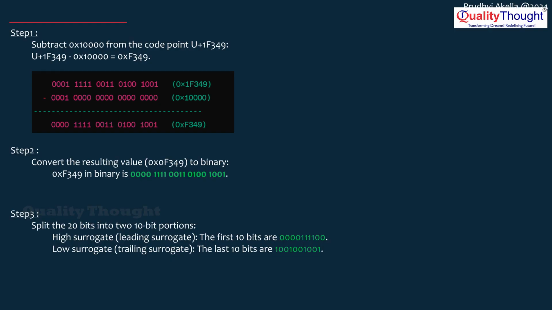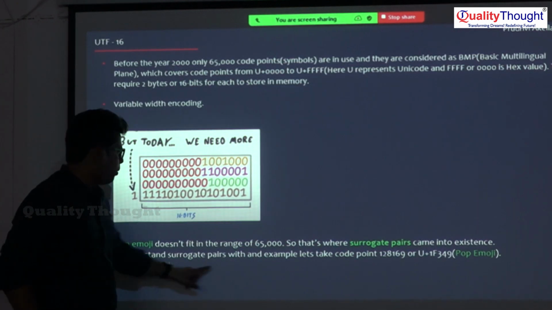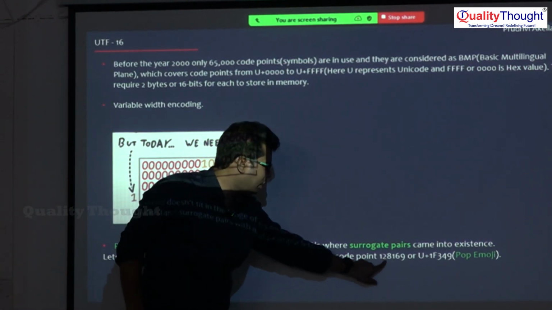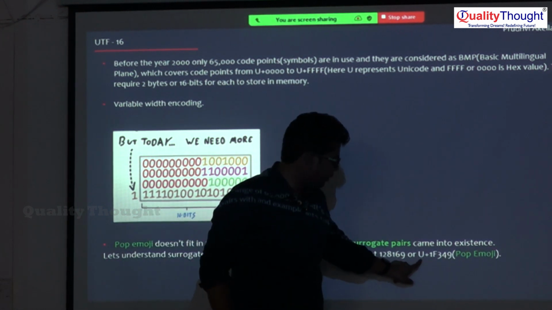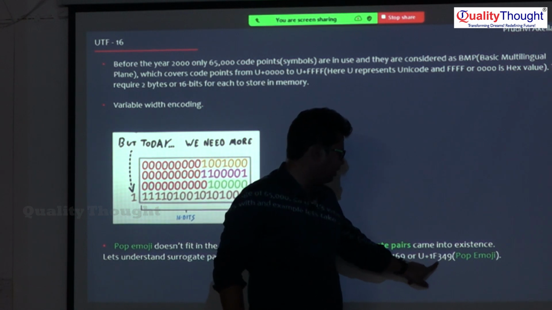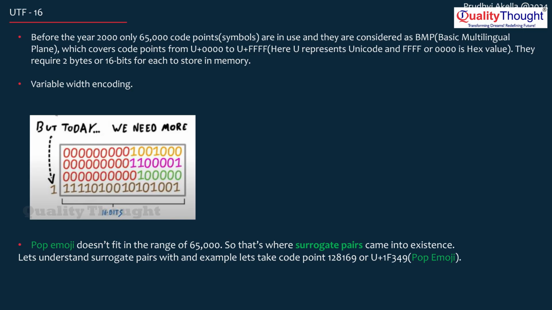Right? So, now the step one to derive the surrogate pairs is like this. You need to subtract. Your code point for the poop emoji is, in decimal, 128169, or in hexadecimal it is U plus 1F349. That means when you convert decimal into hexadecimal, you will get 1F349. U plus means Unicode, as simple as it is.